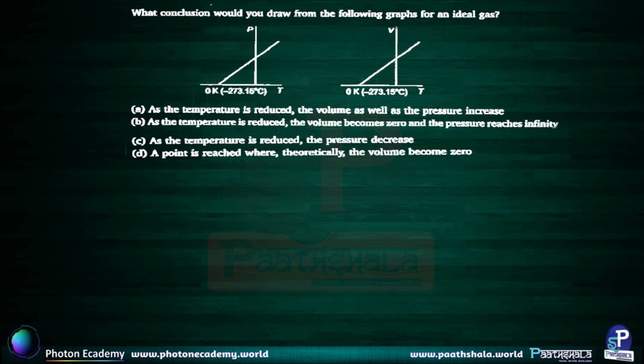What conclusion would you draw from the following graphs for an ideal gas? Notice that the given graphs are pressure-temperature and volume-temperature curves, and both of them are straight lines, with the intercept on the x-axis being at 0 Kelvin. So the first statement says, as the temperature is reduced, the volume as well as the pressure increase.